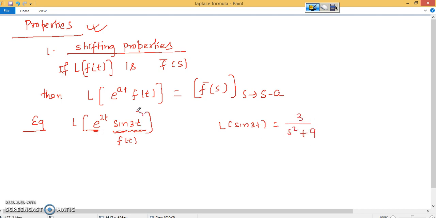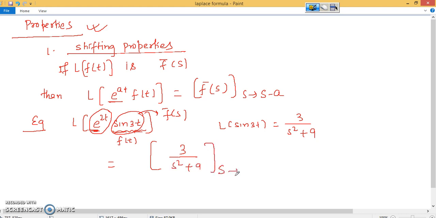So if you know the Laplace of f of t, which is F bar of s, then if it is multiplied by e to the power of at, where a is 2 here, whatever the F bar of s is, which is 3 by s square plus 9, just replace s with s minus a. What is a here? 2. So replace s with s minus 2, which means 3 by s minus 2 whole square plus 9.